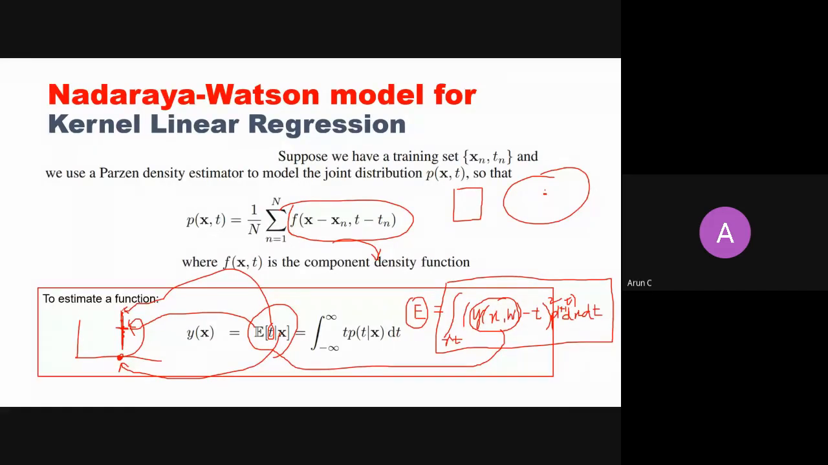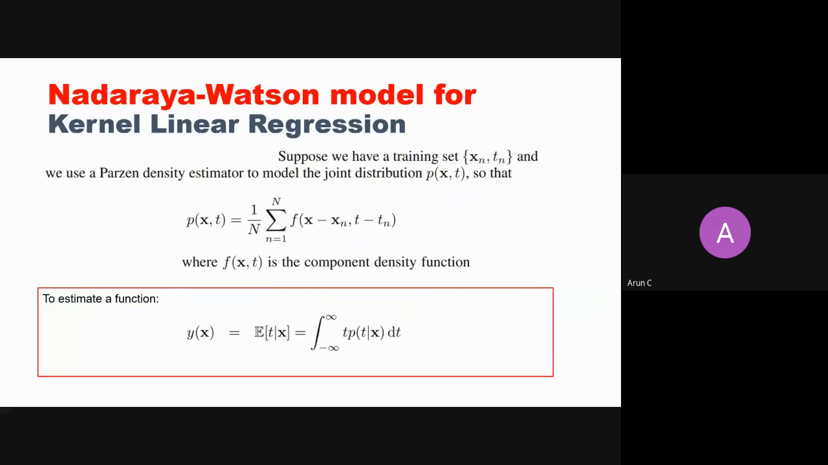Yes or no? Very nice. So you can refer to it, and for now, those who couldn't recall it can take my word here that the expected loss can be minimized using conditional expectation. Fine. So keeping these two things in our head, let's see what this kernel linear regression is.